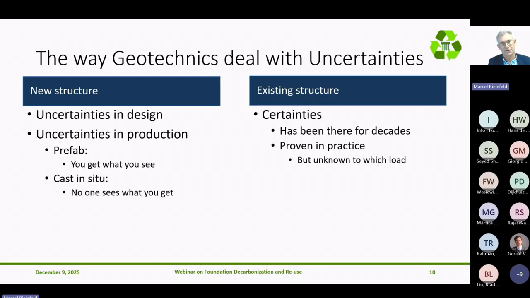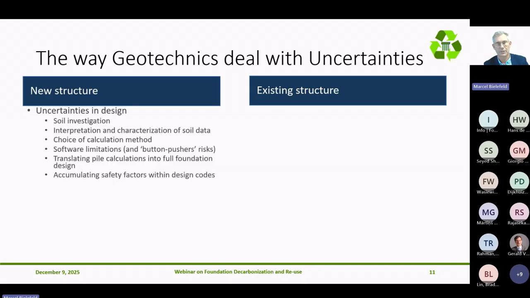But existing structures also have uncertainties. At least there's the certainty that the pile has been there for decennia, decades, and it's proven in practice. It's not quite known how proven it is, because it's not proven up to design load. It's only proven to the actual load, and that actual load is in general unknown. Design load is the load that never occurs. At least that's what we're hoping for.